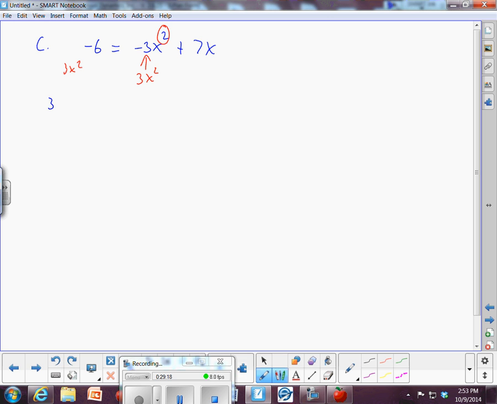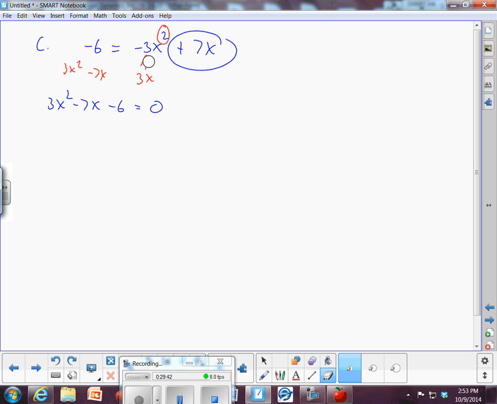So that's going to get the 3x squared on the left and positive. But look, we got to move this 7x as well, right? How do you move it? Same way, add its opposite, right? So we're also going to add a negative 7x to both sides. So that moves that, and that's where we're at right now, right? 3x squared minus 7x minus 6 equals 0.